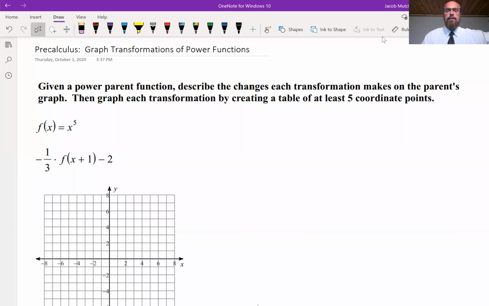Welcome to Pre-Calculus. Today we will investigate graphing transformations of power functions, focusing on connections between the transformation equation and the changes it makes to the parent function's graph. Let's take a look at one example.